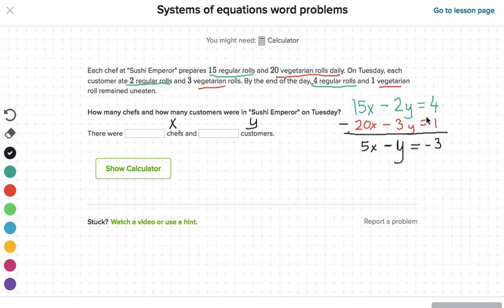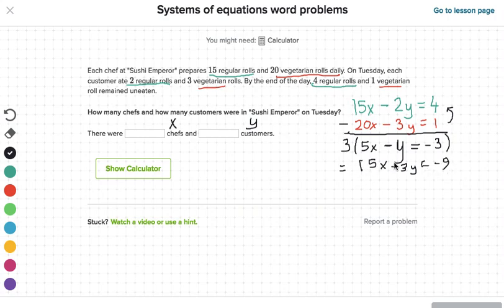Okay, so all I've done here is I've just subtracted in reverse. I'm trying to get the x smaller here. The reason I'm trying to get the x smaller is because I recognize that 5 is a common factor for both of these equations. So what I'm going to do now is multiply this new equation by 3, so that I can work with the first equation. This is now going to give me 15x minus 3y is equal to negative 9.